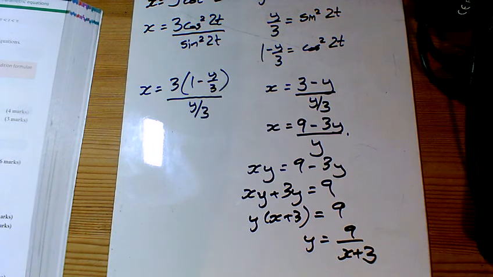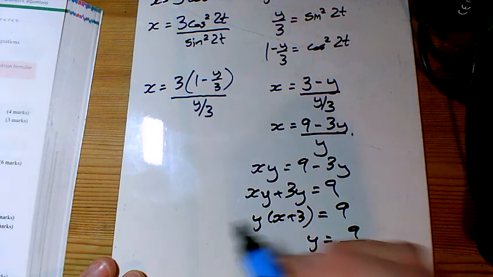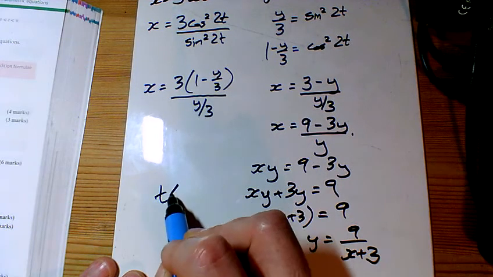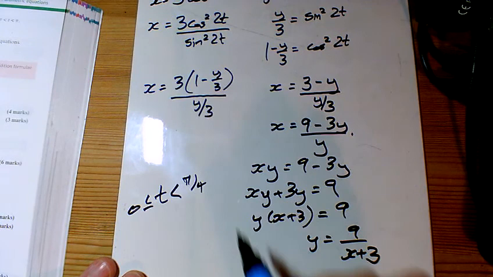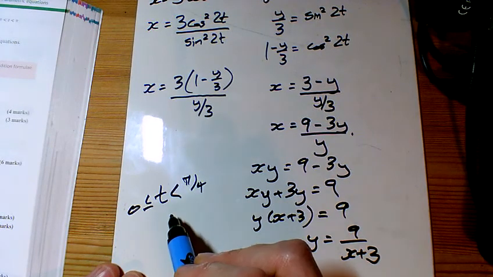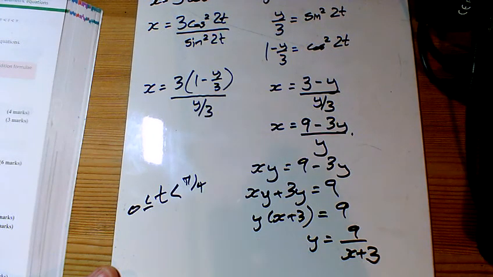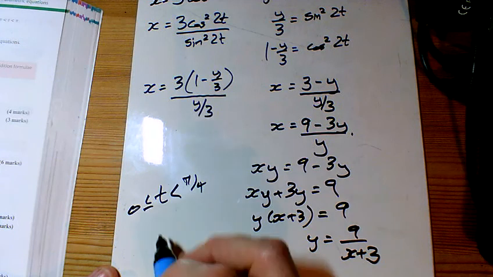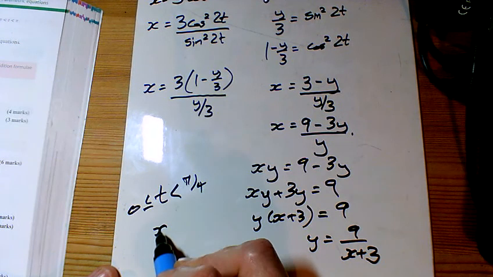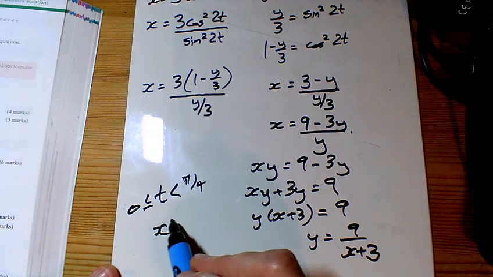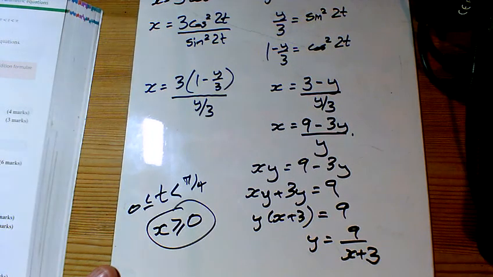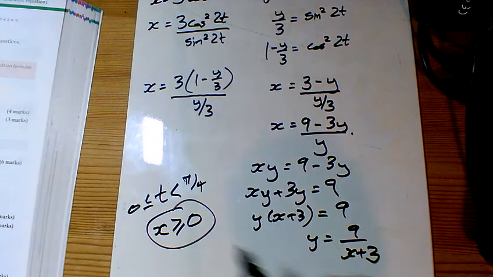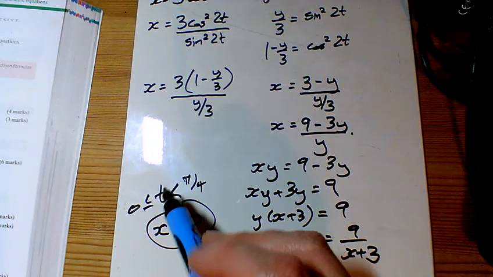Got to still think about the domain. So we've been told that t is between 0 and pi over 4. And so from 0 to pi over 4 in a cot, basically that's all the positive numbers, I think. So I think we're just going to go that x is greater than or equal to 0 for the domain. Just keep thinking a bit more how I got to that.